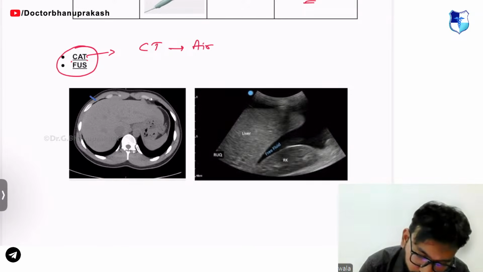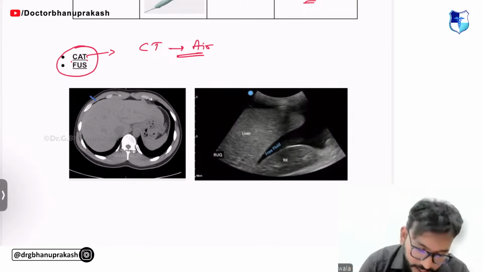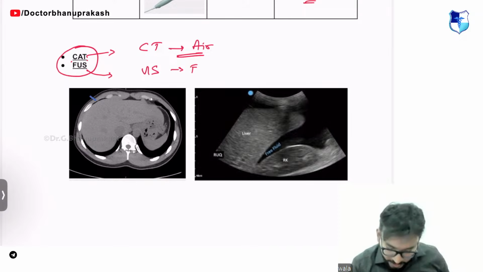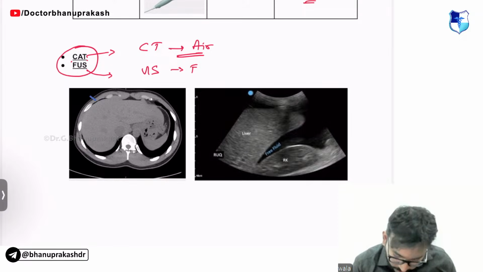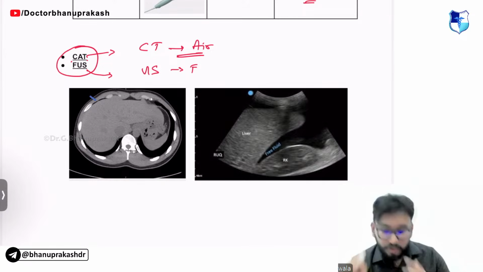That is best to detect air. So air is the best friend of CT scan, remember. And CAT creates a fuss. Ultrasound, US means ultrasound and F means fluid, guys. Come on, guys, focus here, please. So CAT fuss: CAT means CT scan, air, and ultrasound, fluid. So the best to detect air.